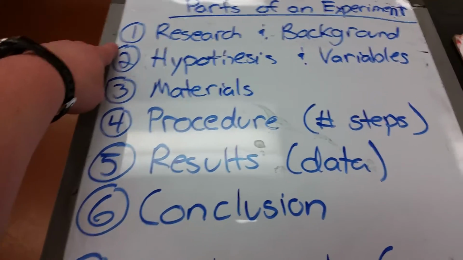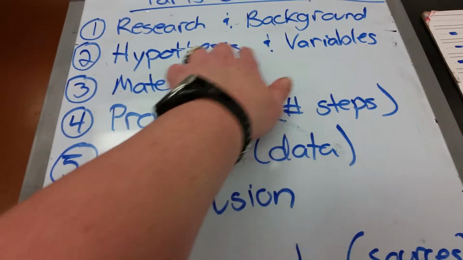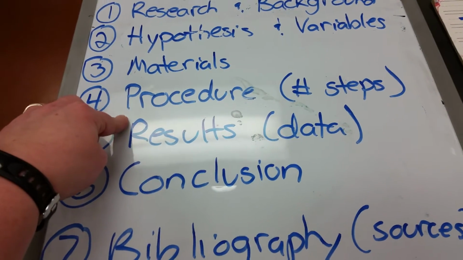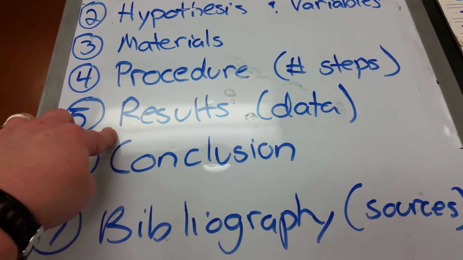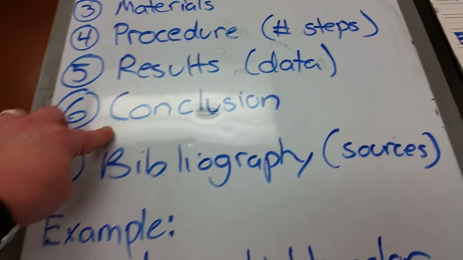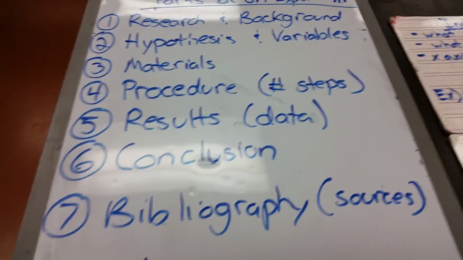So just to review, let's go all the way back to the beginning. So our steps are going to be research and find background information, identify your variables and make a hypothesis, have a materials list and write your procedure and follow the steps. Then you're going to collect your results and data, and then you're going to draw a conclusion from that data. Cite your sources in a bibliography. The end.